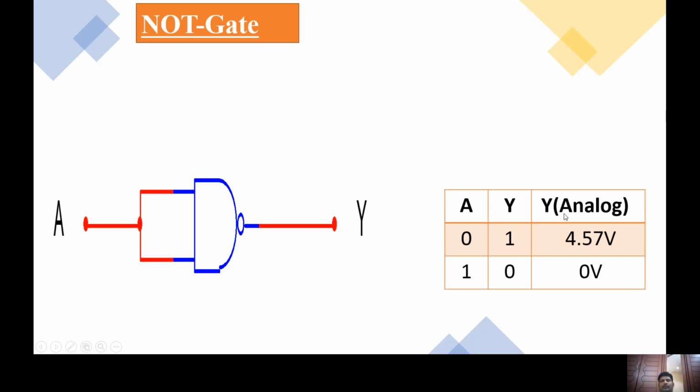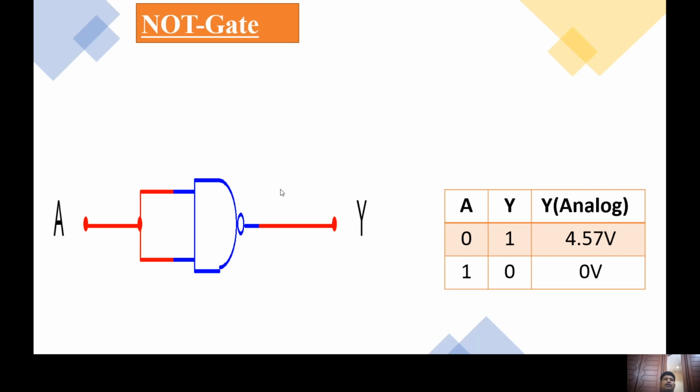The NOT gate we have discussed in the first experiment. It is nothing but the inverter operation. If you provide 0 as the input, the output will be 1, or if you provide 1 as the input, the output will be 0.